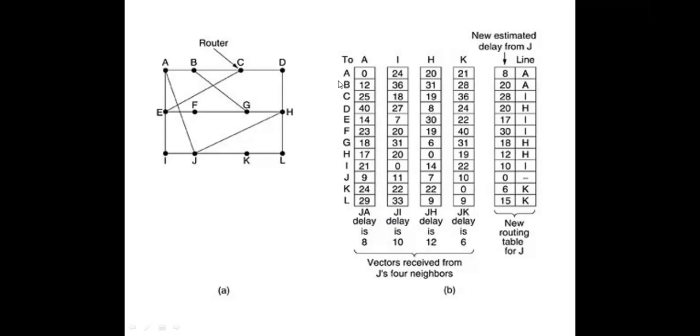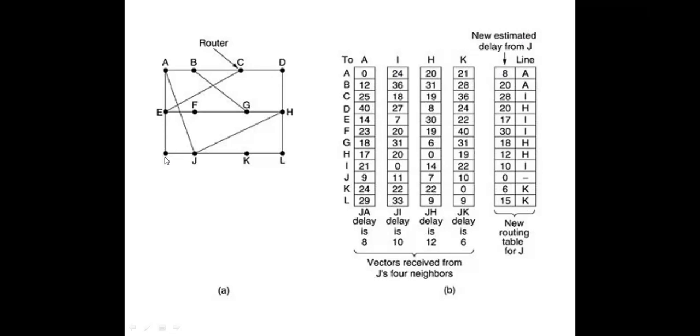So how many nodes are there? From A to L. Each and every node maintains a routing table with entries A to L. For I to A, I to B, I to C. This is the distance. A to A 0, A to B 12, A to C 25, A to D 40. Like that, these are the distances and these are the routers in the network. Like that, you have the routing table for A, I, H, and K. Now you need to find out the routing table for J.